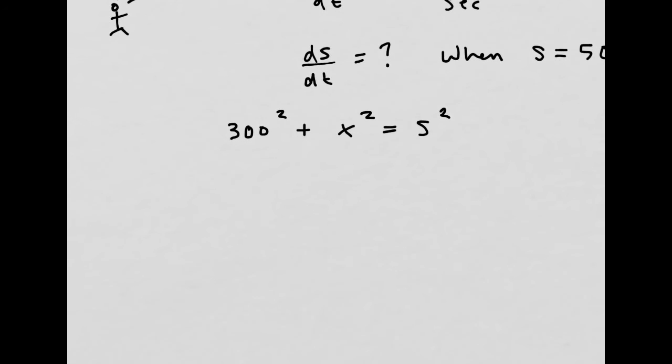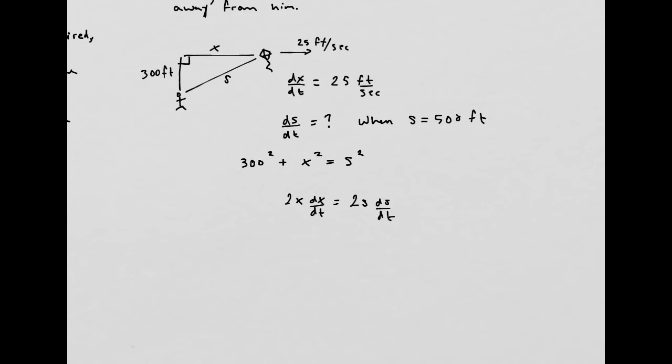Write the derivative of that equation that relates the rates at which things are changing. So if I take the derivative, this goes to 0. I'm taking it with respect to t. It would be 2x dx/dt, right? You take the derivative like normal, tack on a dx/dt. Same with this. This would be 2s ds/dt. Now I'm looking for this rate. So there we go.